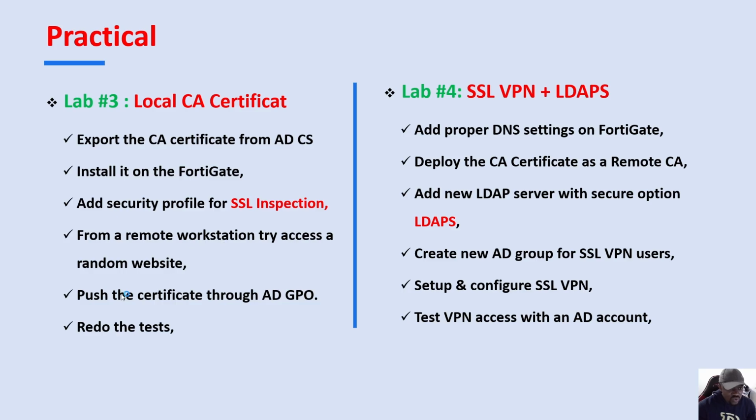Then after that, we'll see how to push the certificate to the entire Active Directory through group policy objects. Then after lab 3, we'll jump on lab 4, where we'll do SSL VPN with LDAPS. For LDAPS, we are going to add an LDAP server on our FortiGate with the LDAPS option, secure LDAP. So we'll use a certificate here. We'll use a remote CA on this one. Then we'll see how to configure SSL VPN users from Active Directory on the FortiGate. Then we'll do some testing.